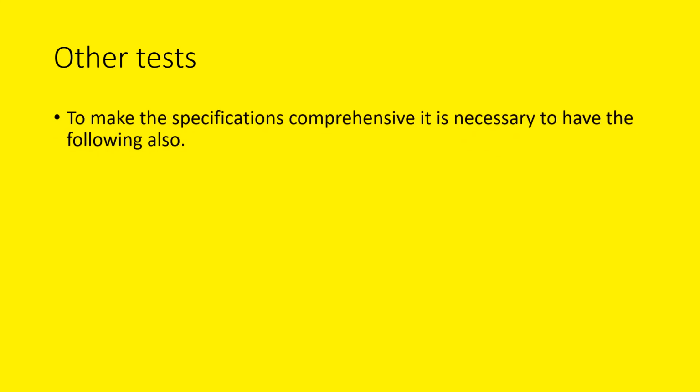Let us see the importance of other tests to be included in the specifications. To make the specifications comprehensive, it is necessary to have the following also. Other important specifications that are required to be included are, say, assay. This is a measure of quantitative content of the active agent in the product. It is closer to 100% in all cases. To accommodate the analytical variations, there could be a close range of the limits.